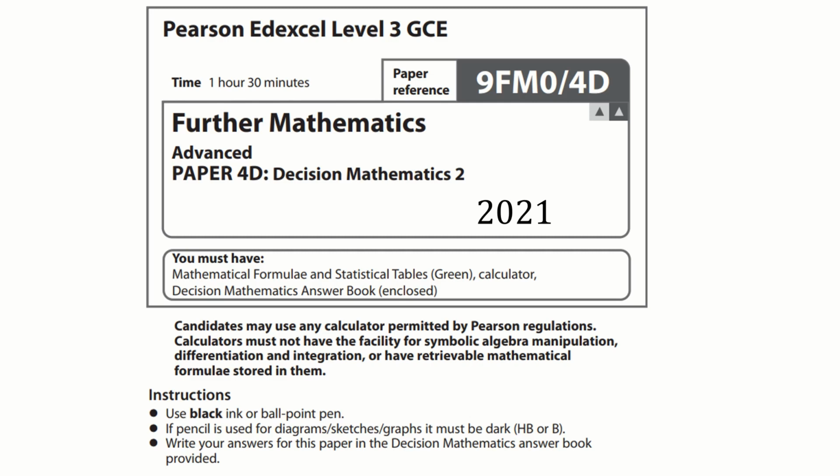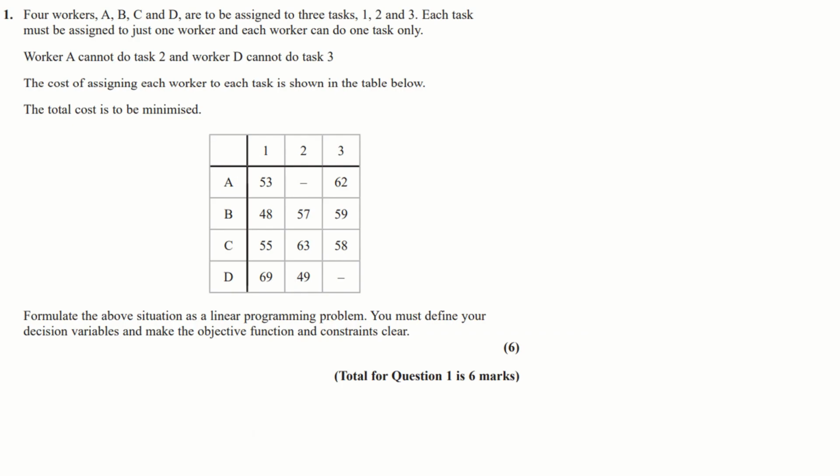This is Decision Maths 2 from 2021. The first question's a weird one. You're just being asked to put this into a linear programming problem. So, okay, firstly, you can't do this unless there's an n by n square. So introduce a dummy row or dummy column here.